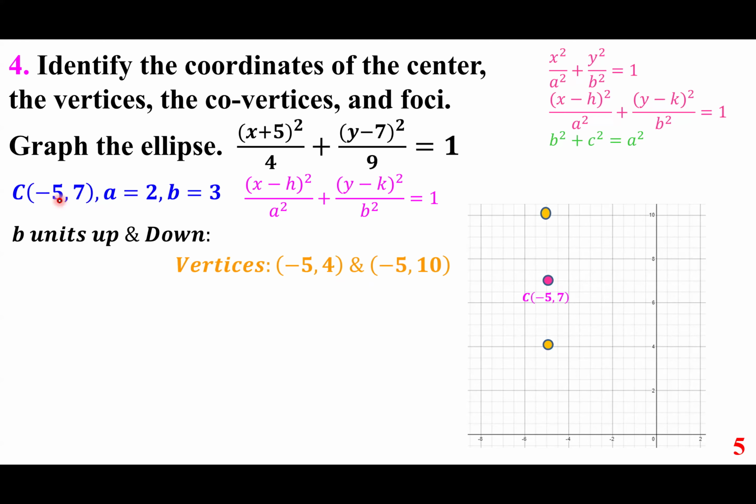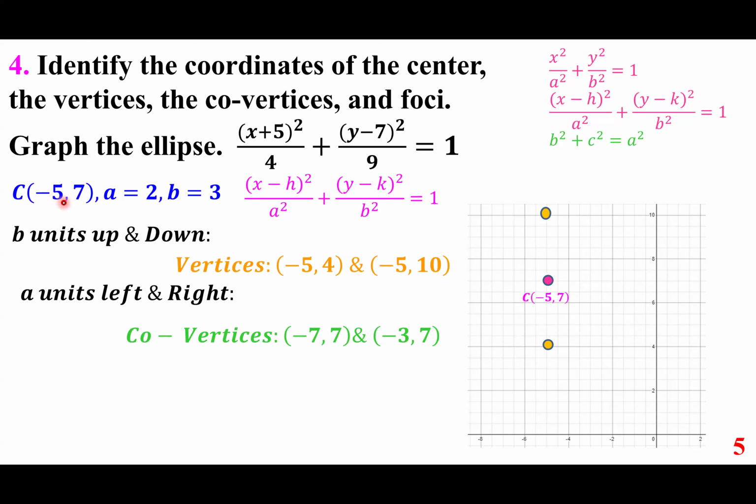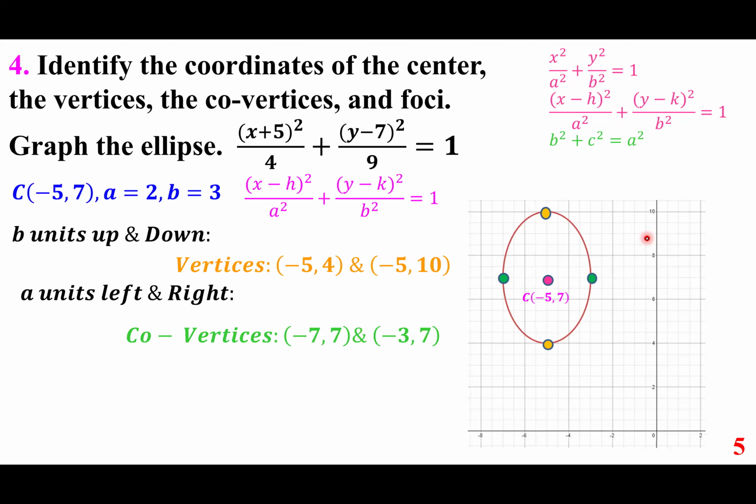Back to the center. We are going to go A units to the right and left. So minus 5, 2 units to the left takes us to negative 7, 7, and to the right, minus 5 plus 2 is minus 3, 7. So we get those two pairs, connect them, and that is an ellipse which is elongated along the y-axis. In other words, B is larger than A.